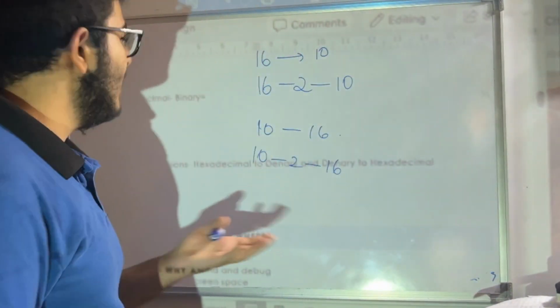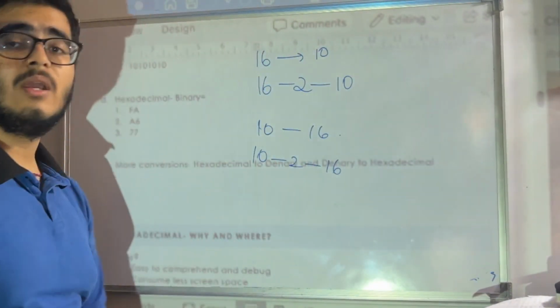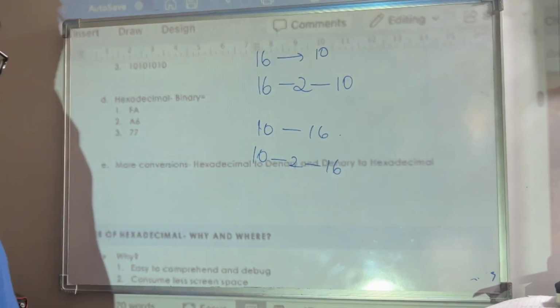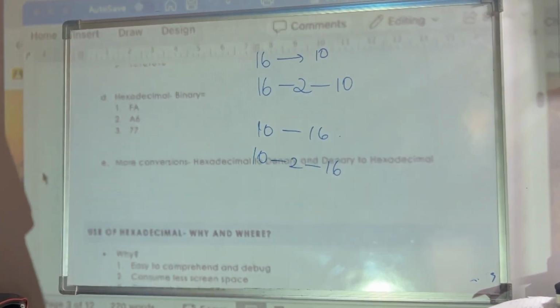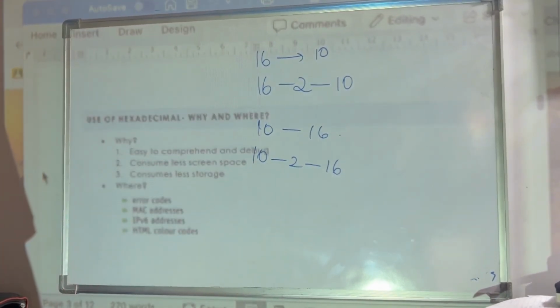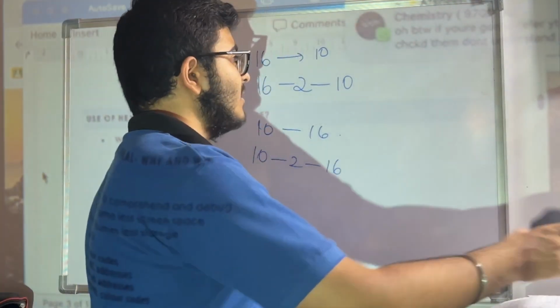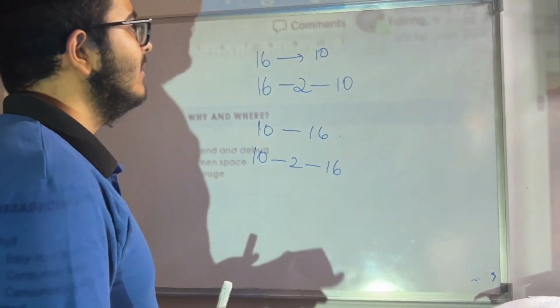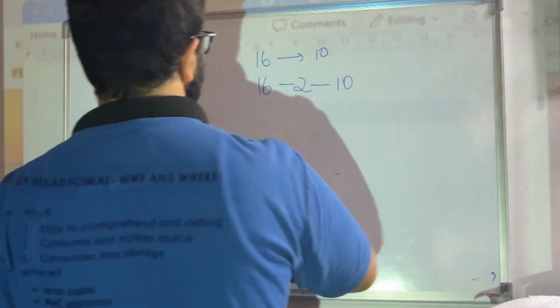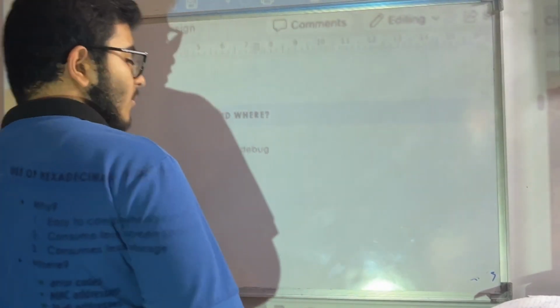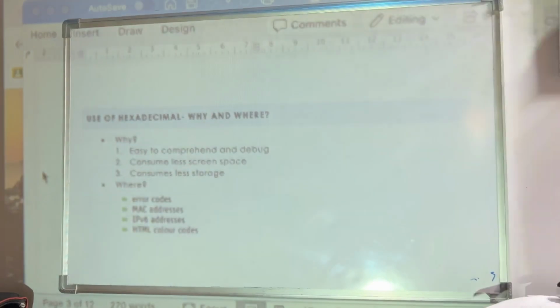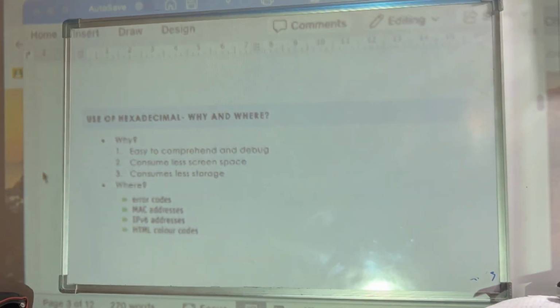We are going to do more questions on this once we solve our past papers. Now our next topic for today is the use of the hexadecimal number system. Why do we need to use the hexadecimal number system? What is the reason? Because computers actually use binary. Then what is the need of using hexadecimal? I'm going to give you time to read this so that you can understand why we need to use it.